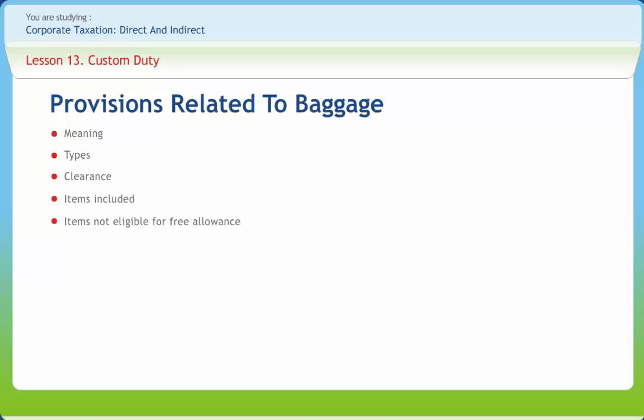Items not eligible for free allowance are firearms and cartridges of firearms exceeding 50, cigarettes exceeding 200 or cigars exceeding 50 or tobacco exceeding 250 grams, alcoholic liquor and wines in excess of 1 liter each, any article that does not accompany you, that is unaccompanied baggage, gold in any form other than ornaments, silver in any form other than ornaments.